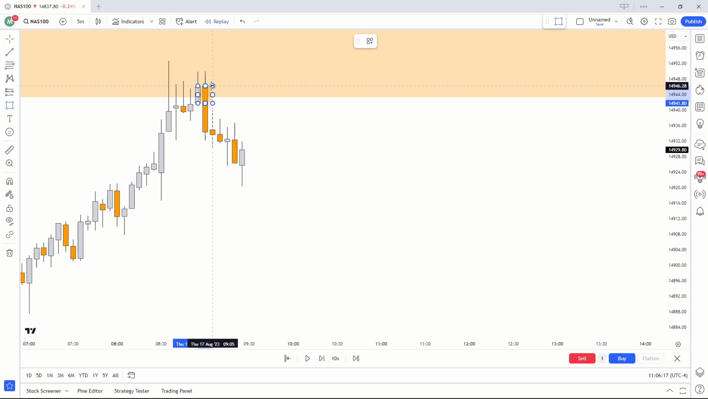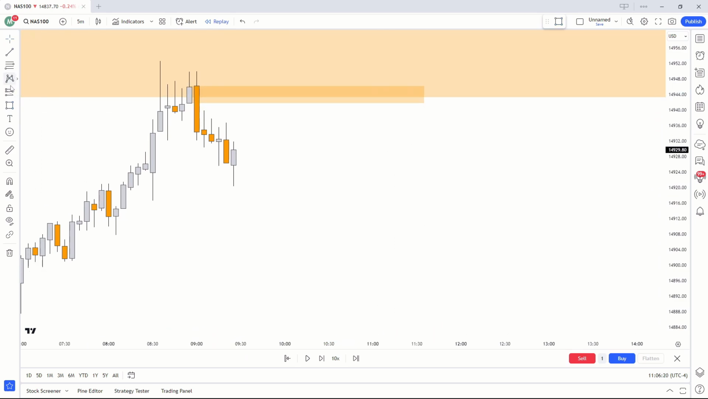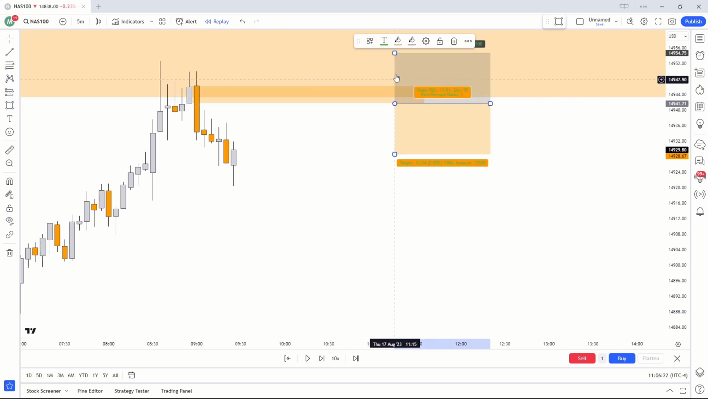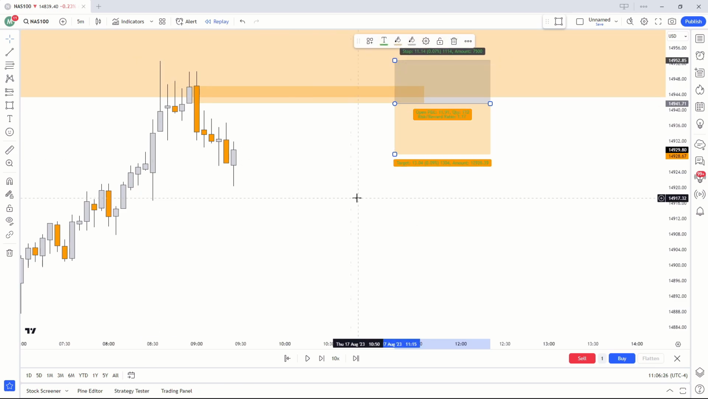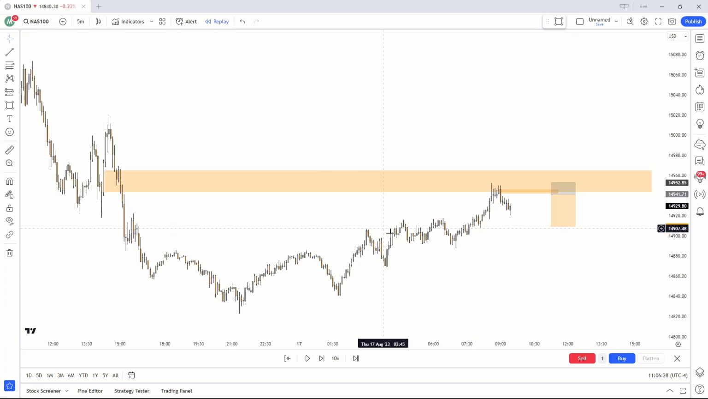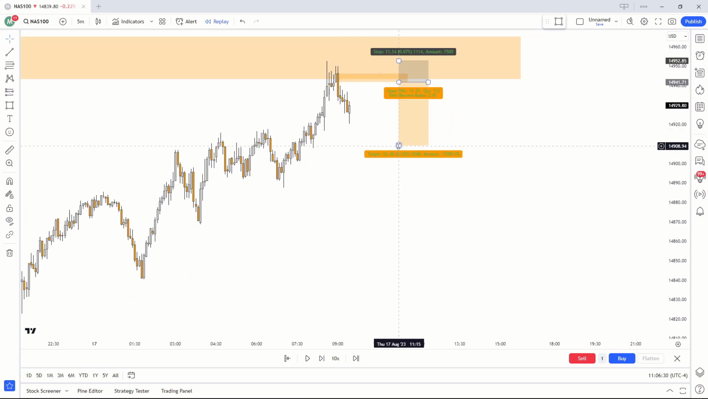So I'm going to mark our POI, and we'll place our limits from here and wait for market to enter. We'll place our stop loss above the swing high. And where would we target? We'll target opposing liquidity, and we'll take partials.